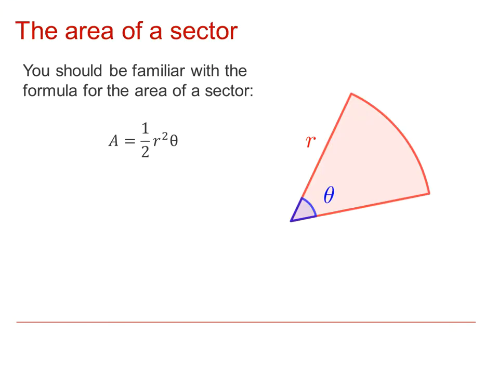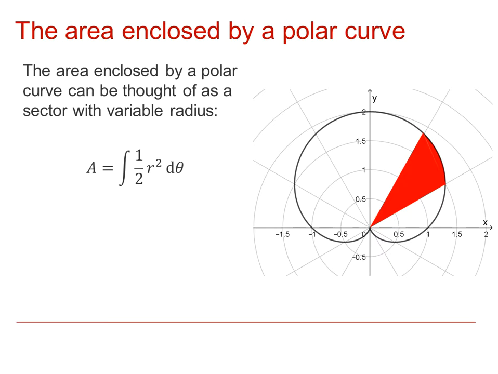You should be very familiar with the formula for the area of a sector of a circle, which is A equals a half r squared theta. Remember here, theta must be in radians, and therefore the fraction of the circle that we have is theta over 2 pi, where 2 pi radians is the complete circle. Now this idea we can use to help us to calculate areas which are enclosed by a polar curve.